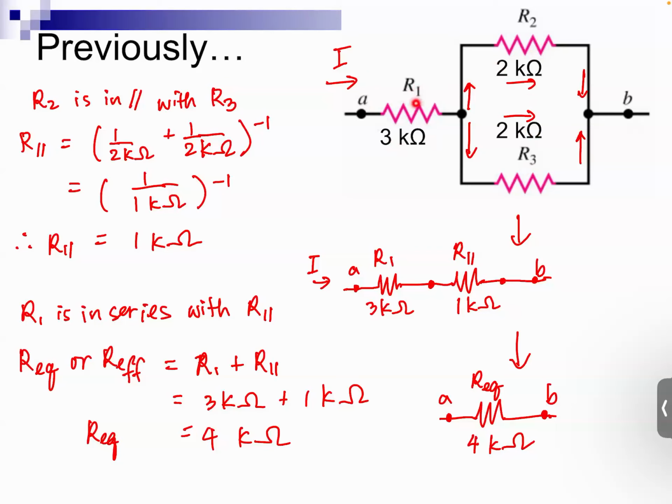What's the current through R1? What's the current through R2? What's the current through R3? And also, what is the voltage across each of the resistors? What's the voltage across R1, across R2, and across R3?